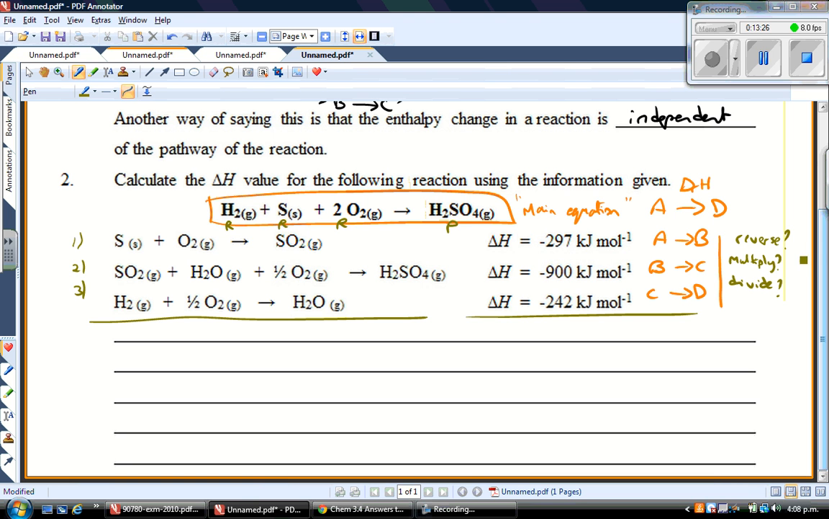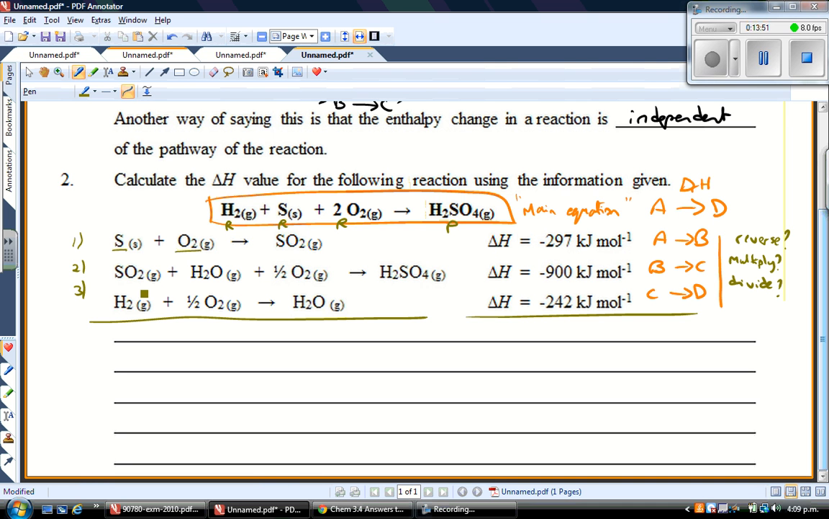These are the questions you need to ask yourself when you're approaching a Hess's law question. So, we look at the first equation here. We have sulfur plus oxygen going to sulfur dioxide. Now in the main equation, sulfur is on the reactant side, and there's no evidence of sulfur dioxide. So the main thing we need to focus on is the sulfur and the oxygen. They are on the right side, so we don't need to reverse any equation here, in which case the enthalpy for the reaction stays the same.